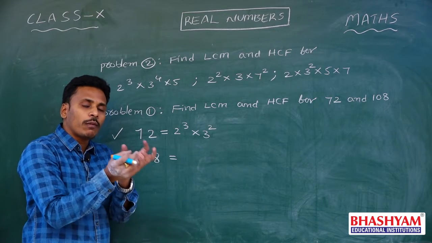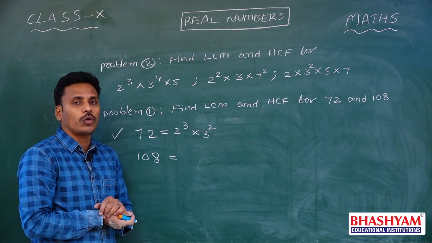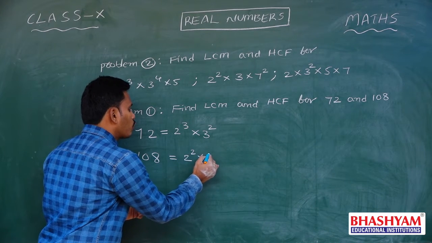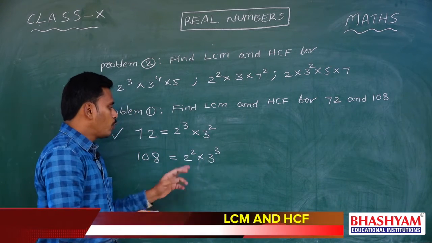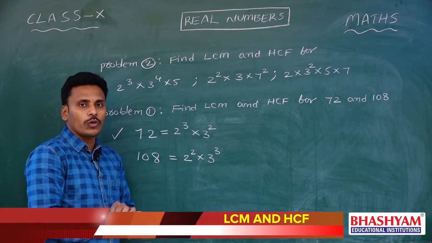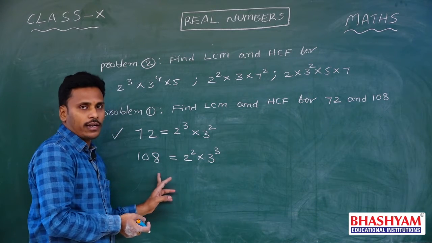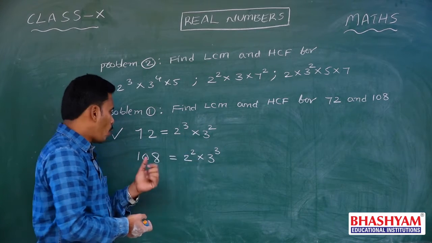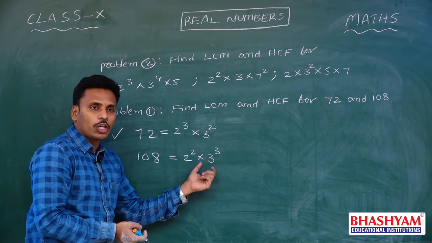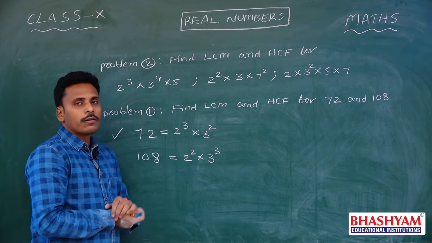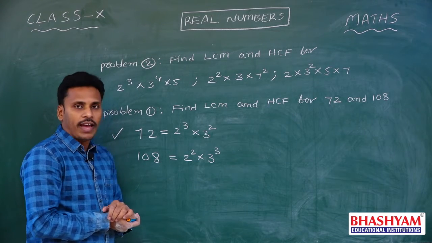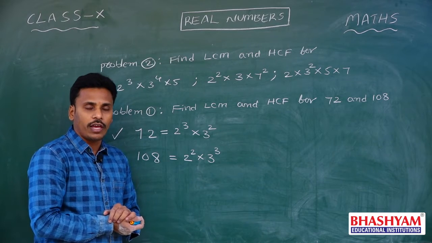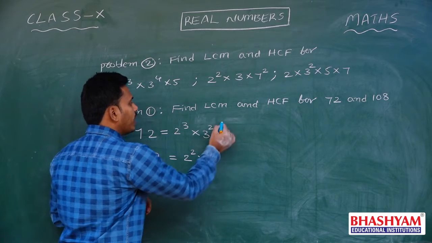And 54 can be further classified as 2 into 27, right? That is 2 square into 3 cube. 2 square is 4, 3 cube is 27, and its product is 108. So, 72 is 2 cube into 3 square, 108 is 2 square into 3 cube, and these two are the representations as prime factors.